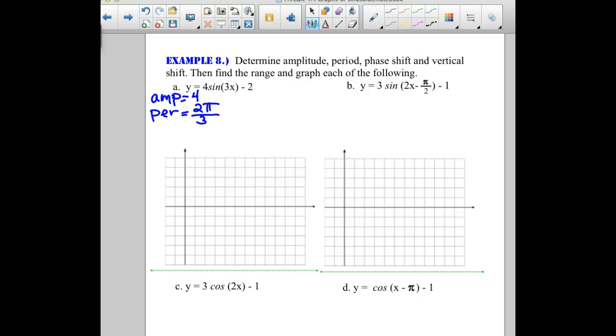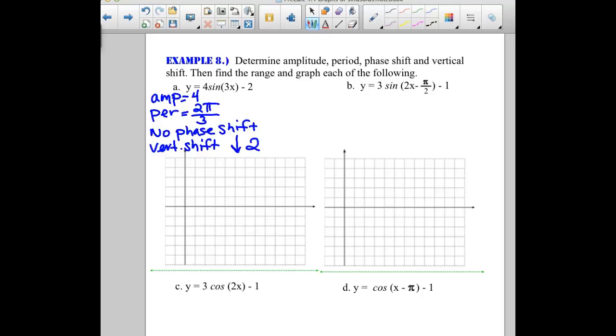Okay. Have we done any kind of phase shift? Any left or right shift? No, there's no h value in my equation. All right, it makes this one a little bit easier. How about a vertical shift? Have we moved up or down at all? Down. We have moved down 2 based on that last minus 2. So vertical shift, down 2.